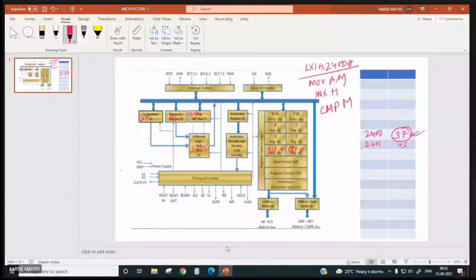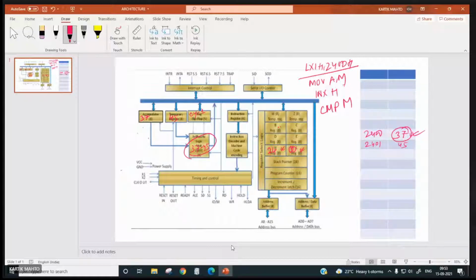I said a little while ago, if A is greater than the register, then the zero flag and carry flag both will be 0. If A is less than the register, then the carry flag will be 1 and the zero flag will be 0. If A equals the register, then the zero flag will be 1 and the carry flag will be 0. That is what we said. So 37 is less than 45 now, so the carry flag will be set.